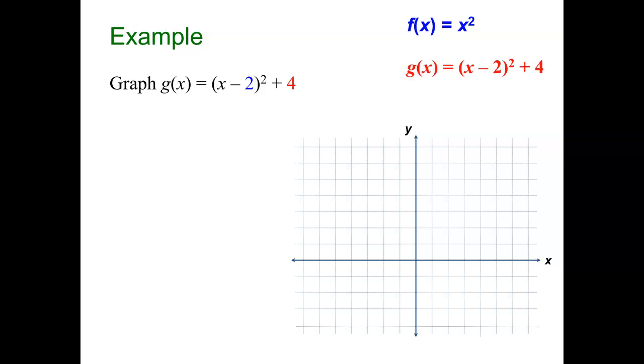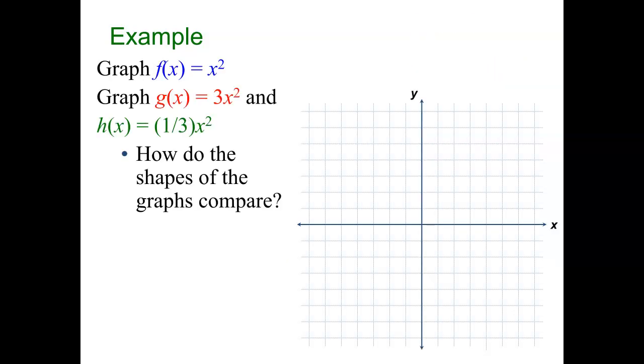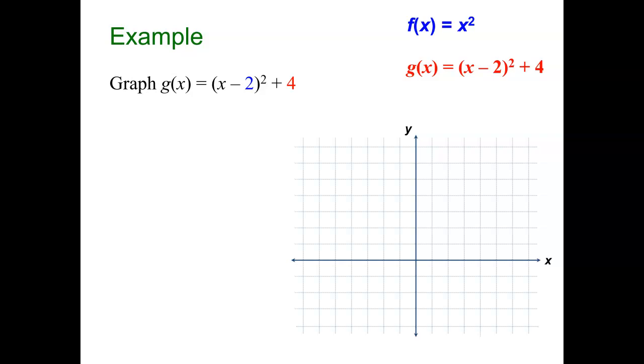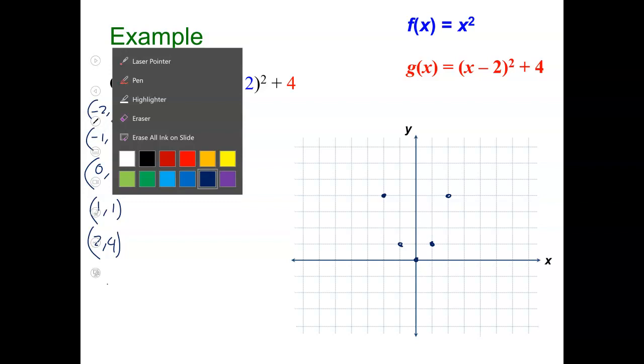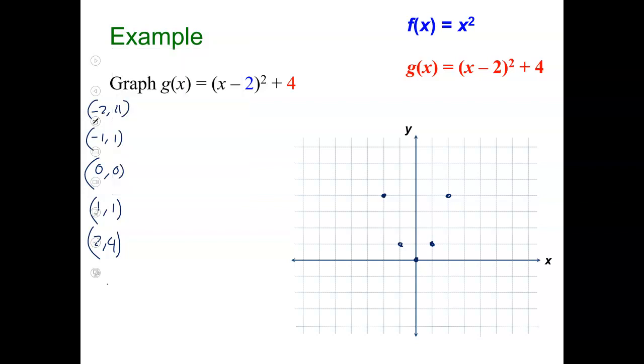Okay? So let's look at f of x and g of x. We're going to graph these two. My parent function: 0, 0, 1, 1, 2, 4, negative 1, 1, negative 2, 4. Okay? So those are my original ordered pairs. I've got negative 2, 4. I've got negative 1, 1. I've got 0, 0. I've got 1, 1. And 2, 4. Okay? So let's look at how these shifts are going to affect our parent function.